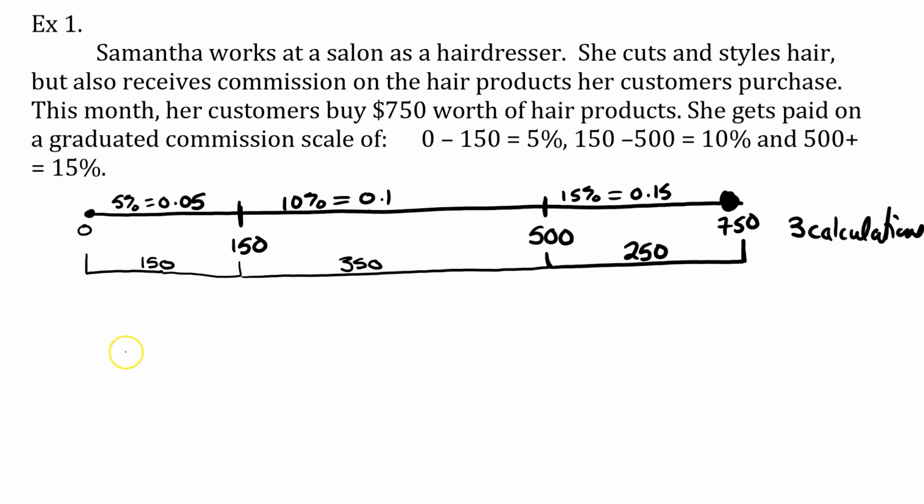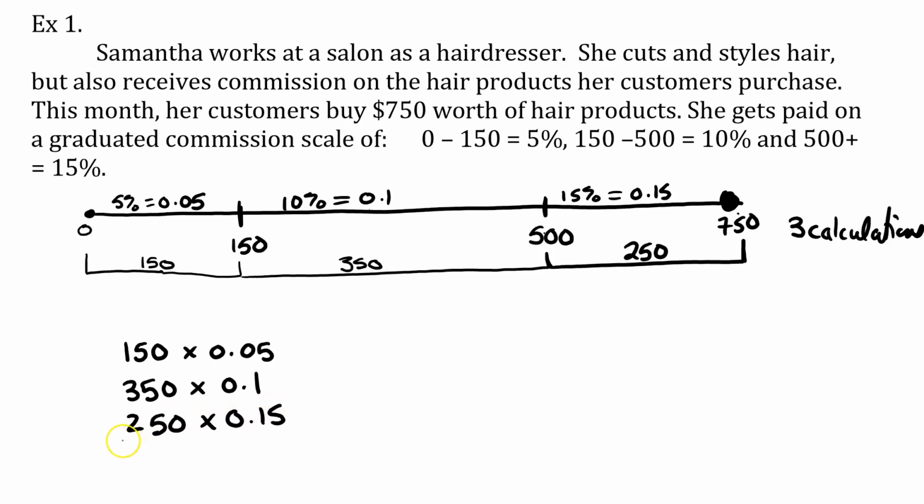We're going to have to go on the first 150, and we multiply that by 0.05. And on the next 350, multiply that by 0.1. She gets 10% of those sales. And from 500 to 750, which is 250, we multiply that by 0.15.